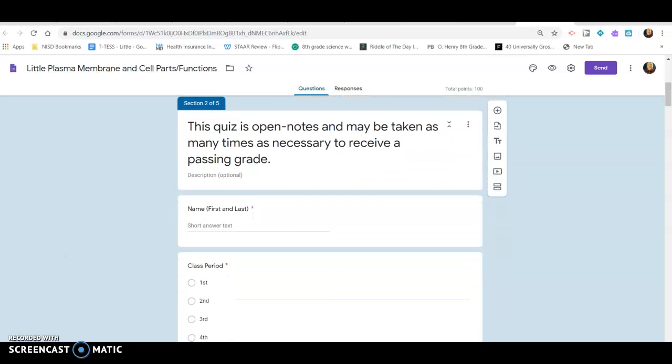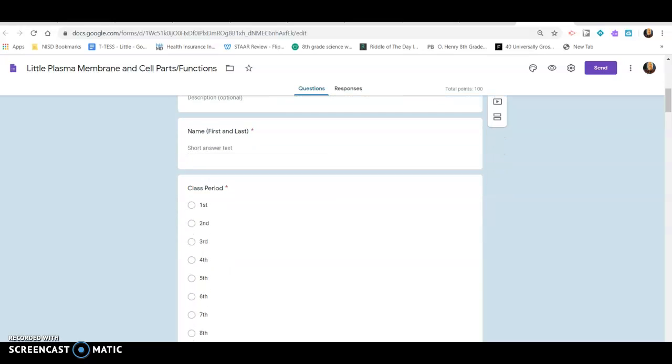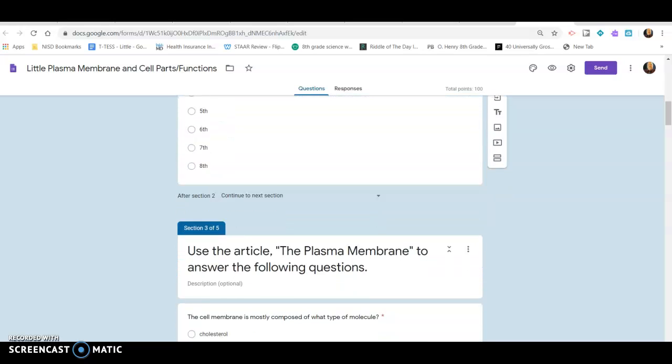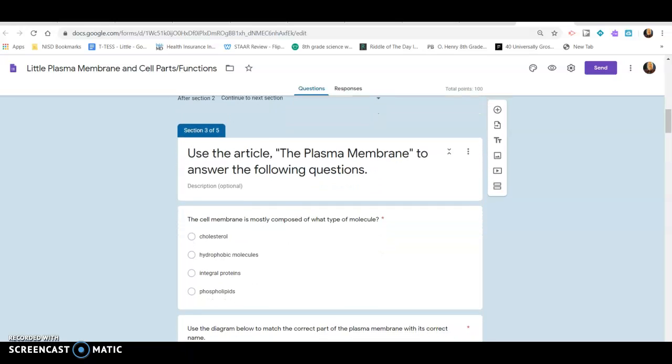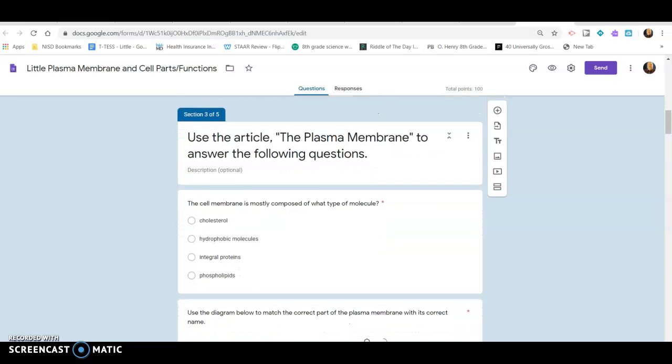Okay, next section. This quiz is open notes and may be taken as many times as necessary to receive a passing grade. Obviously, I want you to put in your first and last name as well as your class period. That'll take you to the next section. And it says, use the article, the plasma membrane, to answer the following questions.